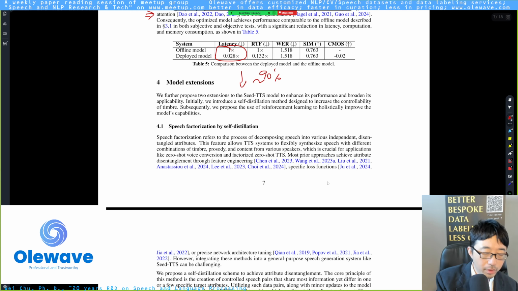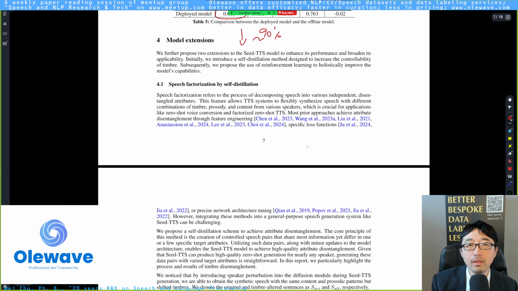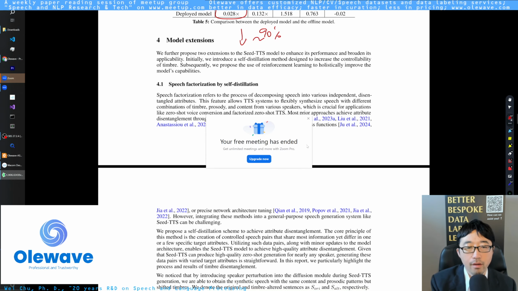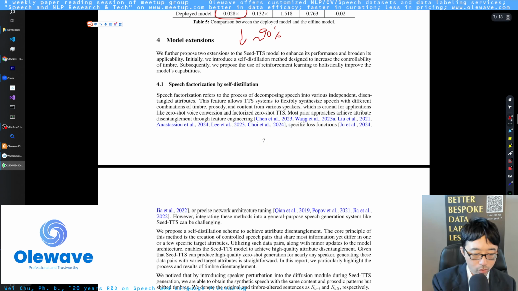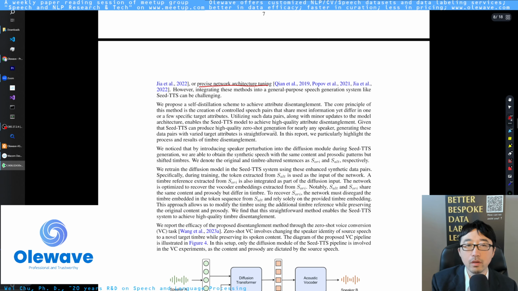Model extension, speech factorization versus distillation. What is speaker factorization? It means you want to decompose the speech into various attributes. In the past, usually people feature engineer these attributes, or they use precise network architecture tuning. But they're saying that they're not preferring these methods, so they propose something called self-distillation.